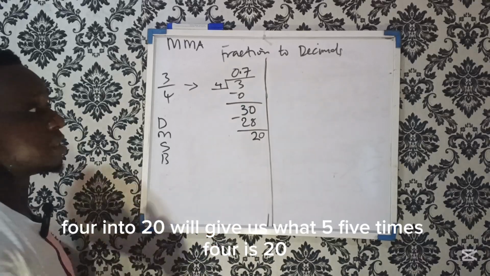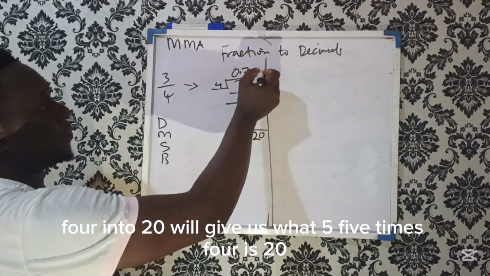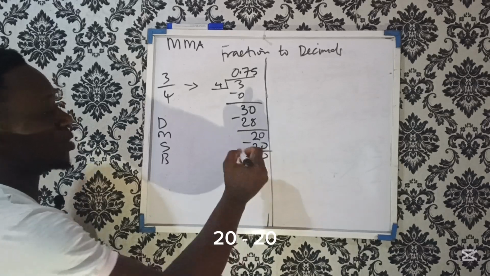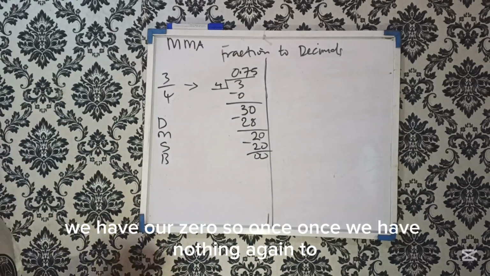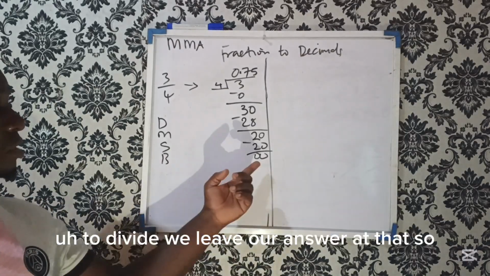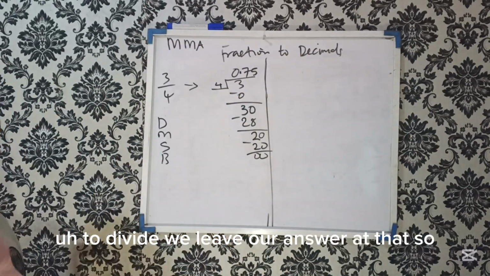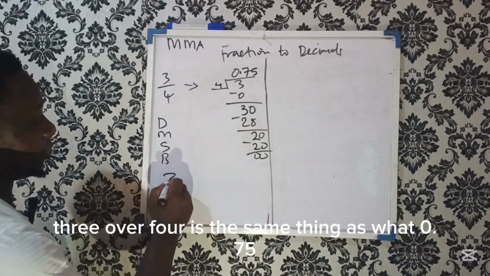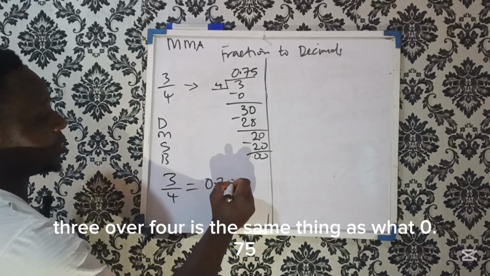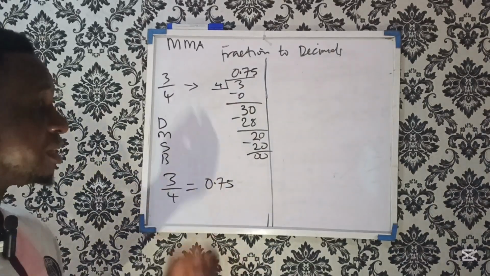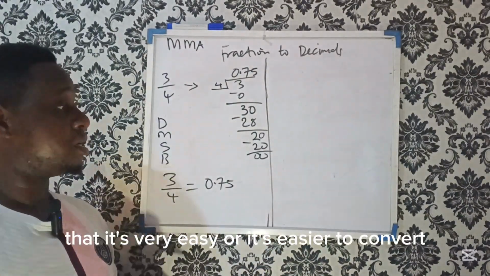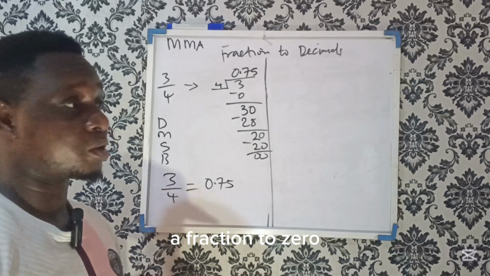4 into 20 will give us what? 5. 5 times 4 is 20. 20 minus 20, we have our 0. So once we have nothing again to divide, we leave our answer at that. So 3 over 4 is the same thing as what? 0.75.